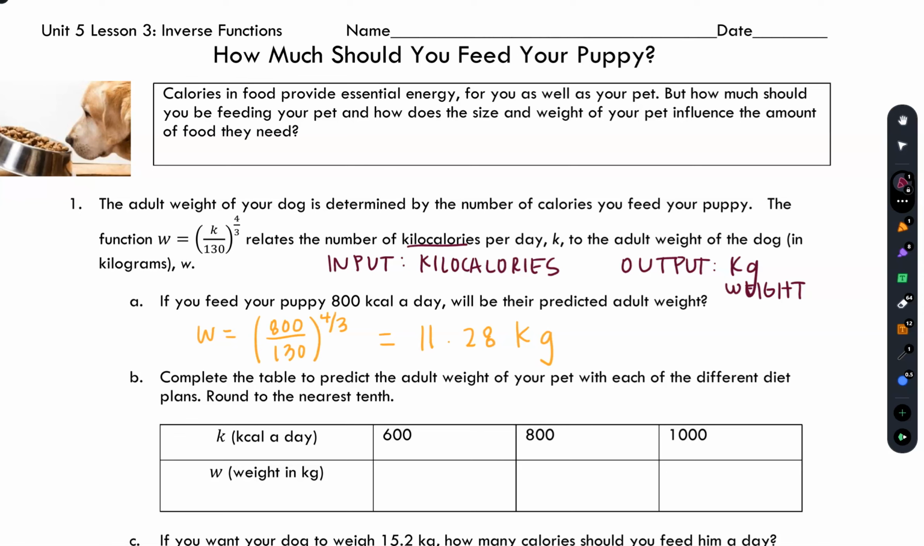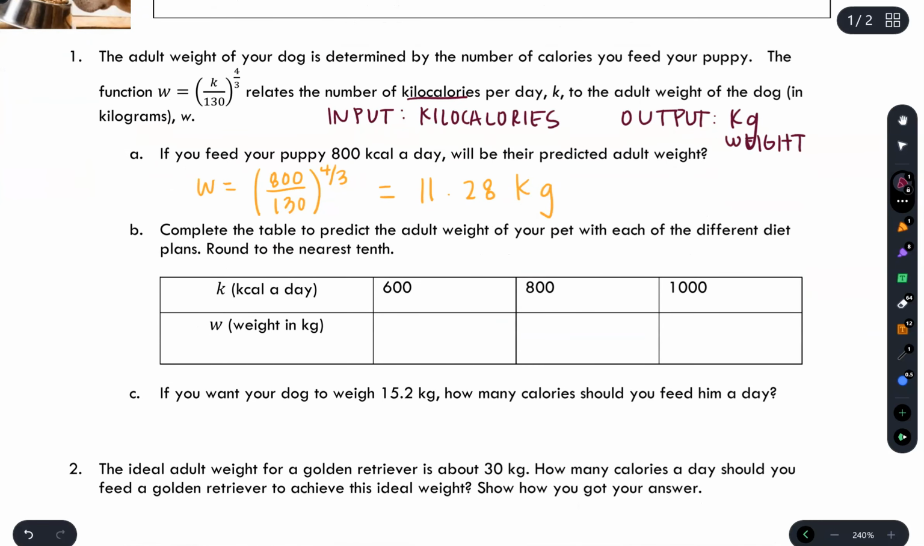Complete the table to predict the adult weight of your pet with each of the different diet plans, round to the nearest tenth. So if we give 600 kilocalories a day, how much is going to be my weight? I'm trusting y'all to do the math. So 7.7 kilograms. What about the 800? 800 was 11.3. Oh yeah, it says round to the nearest tenth. I'm not reading correctly. And then 1,000 is going to be 15.2 kilograms. Okay. All right.